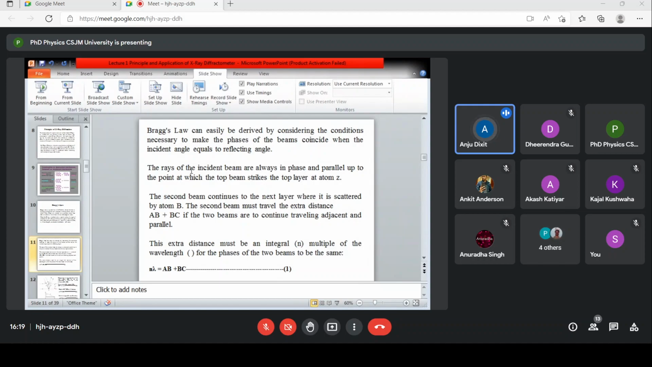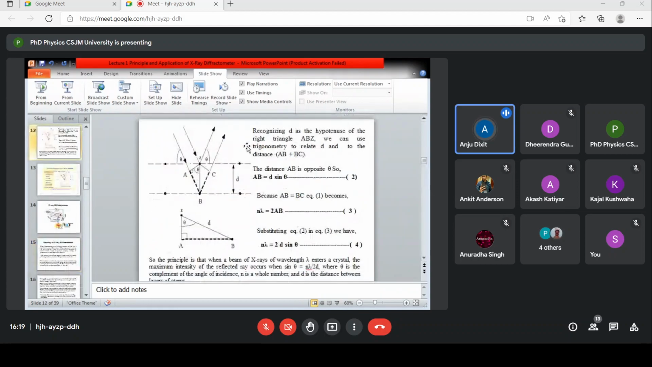The rays of the incident beam are always in phase and parallel up to the point at which the top beam strikes the top layer at atom Z. I am going to show you with the help of a diagram. You can see in this diagram that two planes are separated by the distance d, and one ray is incident on the first plane at point Z and the second ray is incident on the second plane at point B. So these are the two points, one at point Z and one at point B.